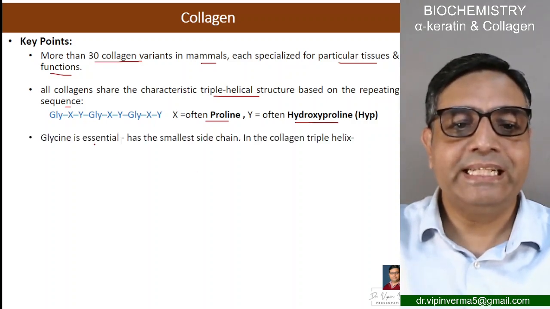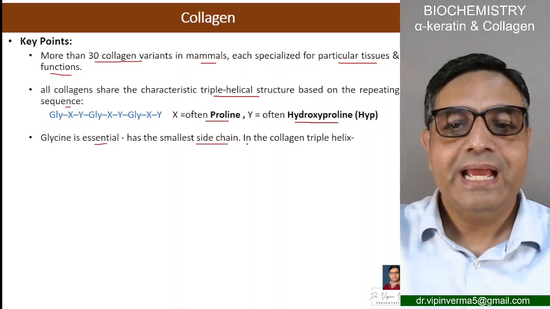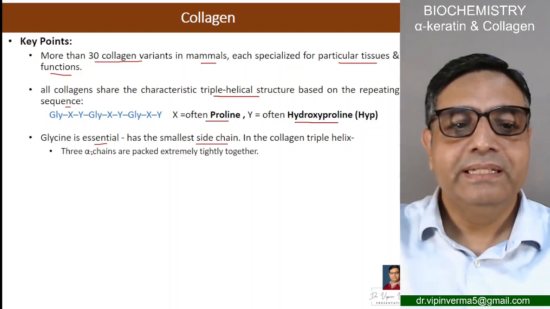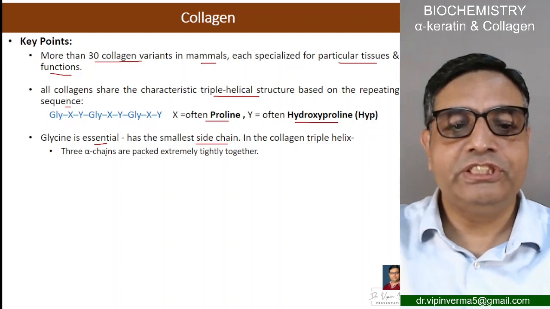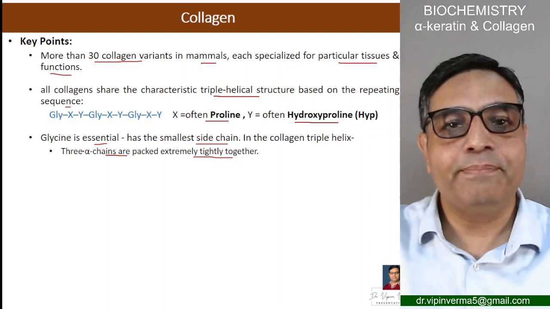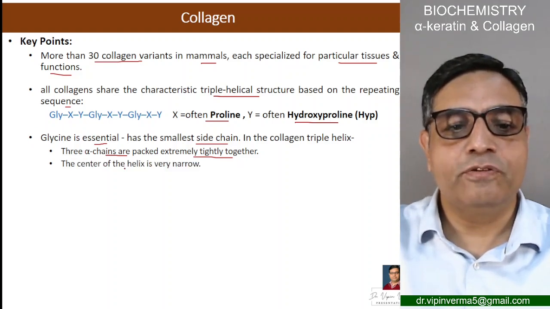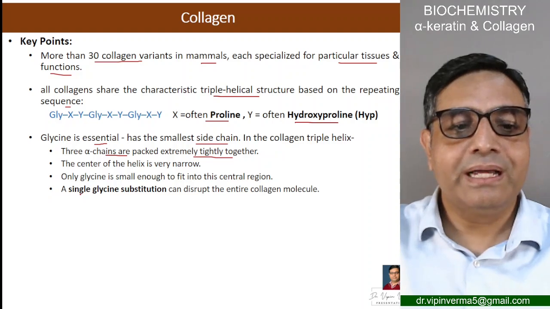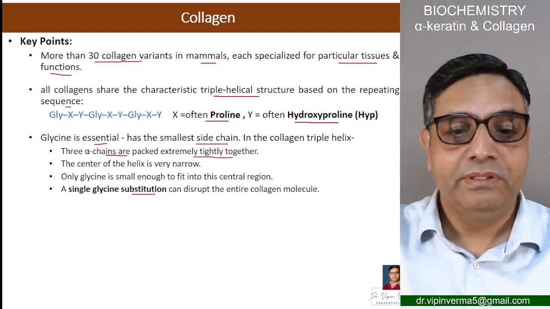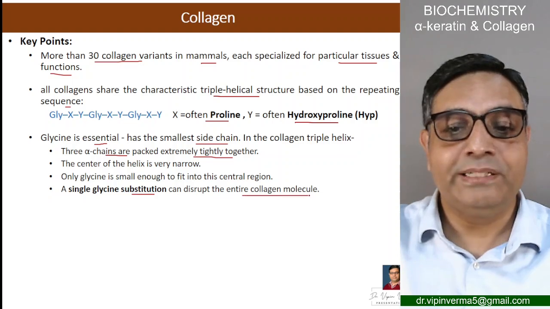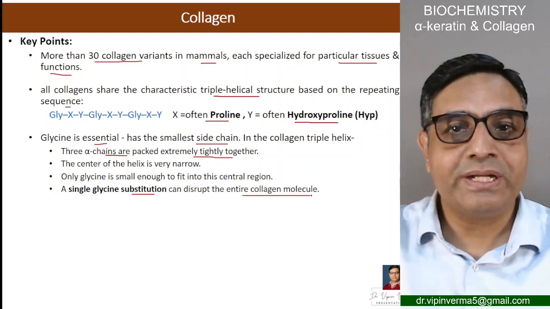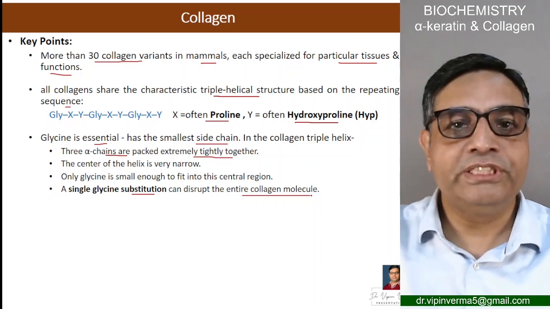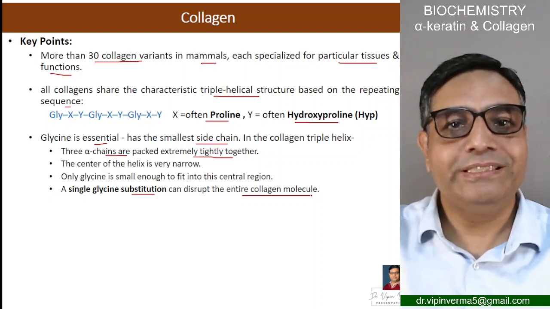Now glycine is essential. It has the smallest side chain, and in the collagen triple helix the three alpha chains are packed extremely tightly together because of the presence of glycine, because it can be buried in the center. The center of the helix is very narrow, and only glycine is small enough to fit into this central region. Now a single glycine substitution can disrupt the entire collagen molecule. So you can see how important and how conserved the position of glycine is in collagen molecules.